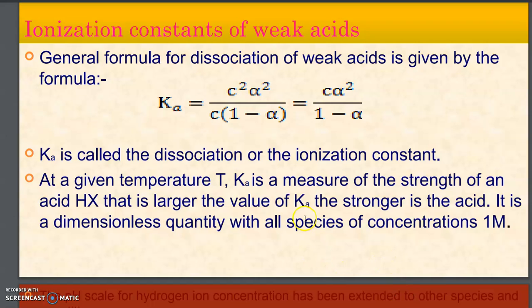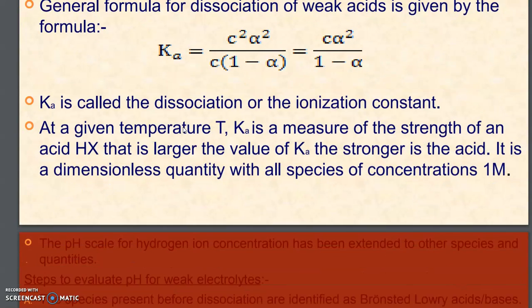Here Ka is the dissociation or ionization constant. At a given temperature T, Ka is a measure of the strength of an acid. That is, the larger the value of Ka, the stronger is the acid. If the Ka value is larger, then the acid will be very strong. It is a dimensionless quantity. It has no dimensions.